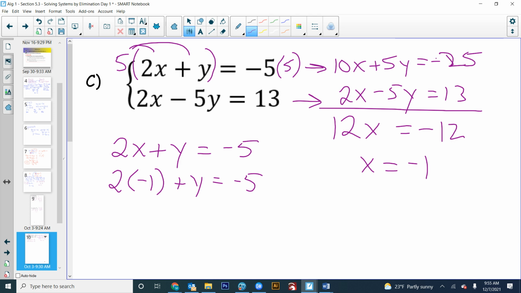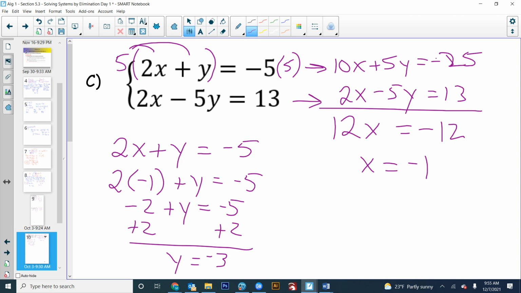Evan, what do you got? What do I do? You do 2 times negative 1. What do you got? Negative 2, plus y equals negative 5. Now what? You add 2 to both sides. You get negative 3. So write it as an equation or ordered pair, please. Negative 1, comma, negative 3. Done.